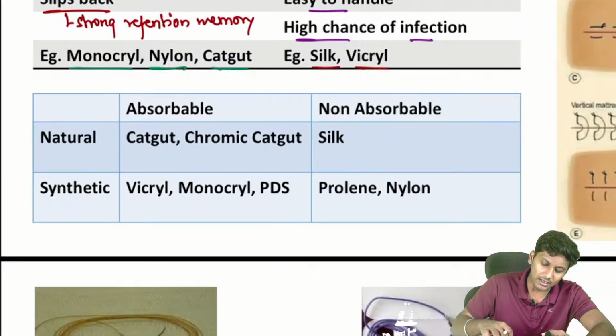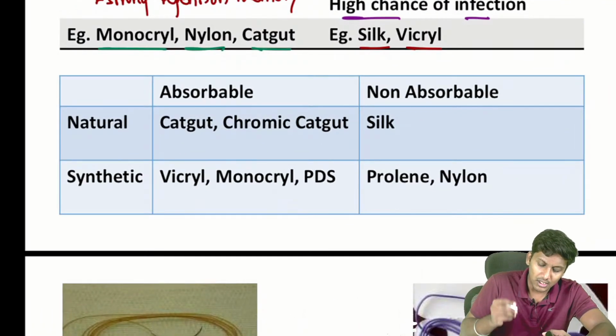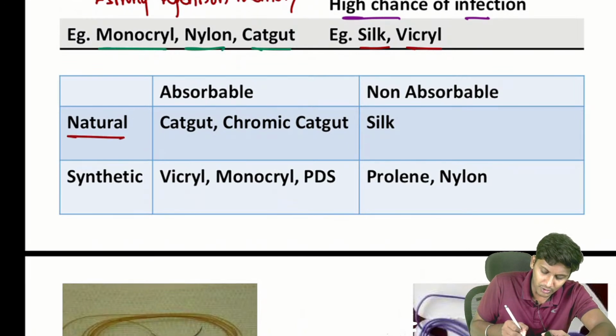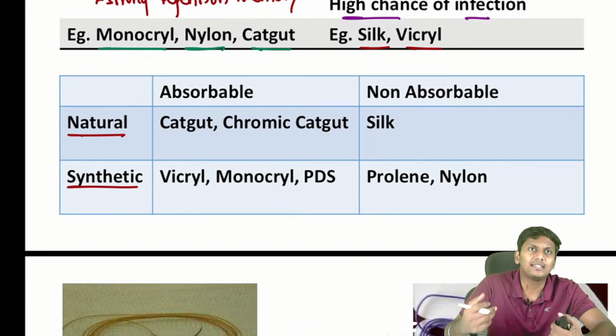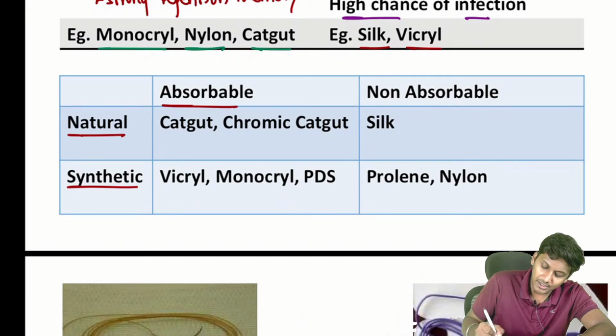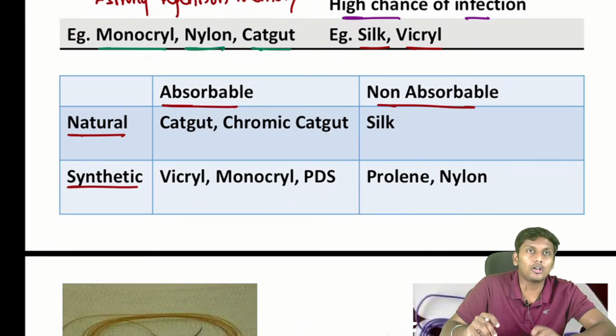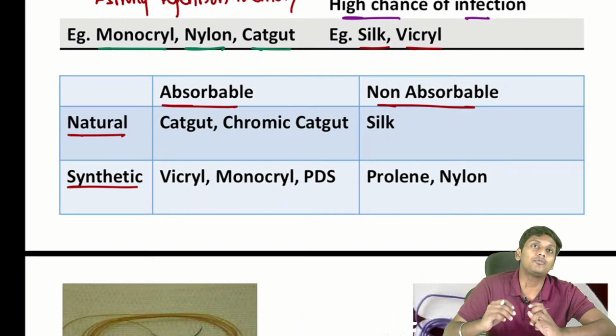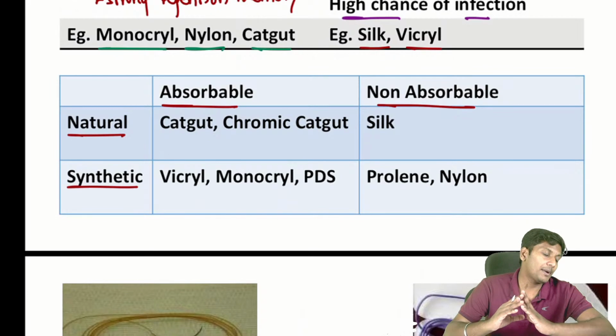Now if I talk about another classification of your sutures बच्चे, they are classified as natural suture or synthetic suture. Natural suture matlab they are derived from a natural source, that means either from some plant or an animal. ठीक है, therefore they are called natural suture. Second, they can be classified into absorbable or non-absorbable sutures. That means will they get absorbed on their own or will they not get absorbed, we have to remove them. ठीक है, so depending on that they will be classified as absorbable and non-absorbable.